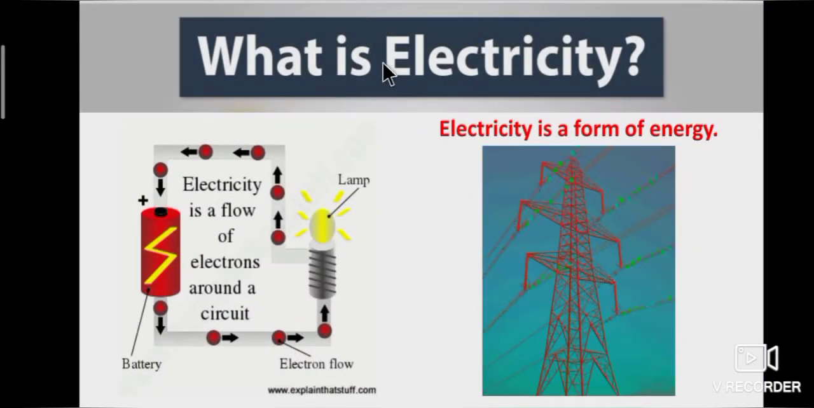So tell me, what is electricity? Electricity is a flow of electrons around a circuit. Electricity is a form of energy.